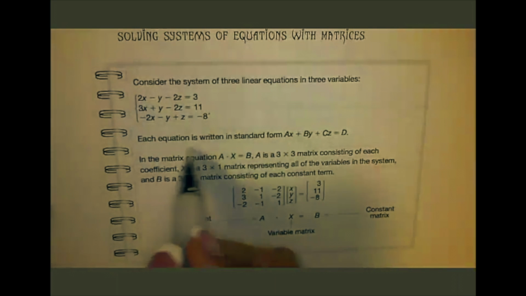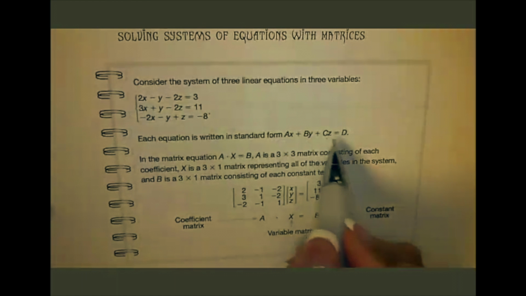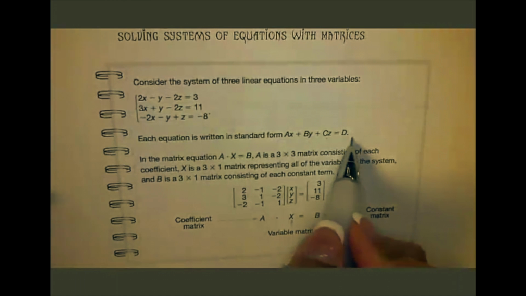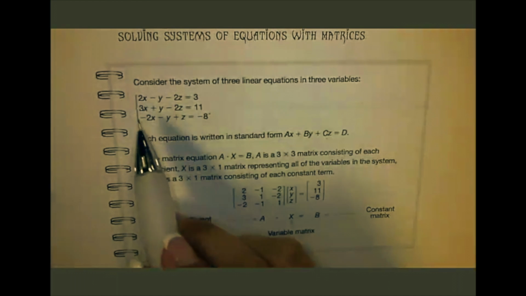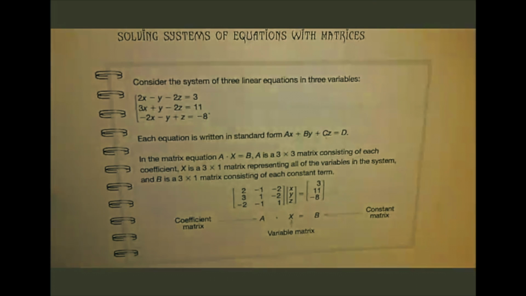Notice that each equation is written in the standard form, which is ax plus by plus cz equals d. That is the form it needs to be in. All of your variables need to be on one side and your constants need to be on the other.